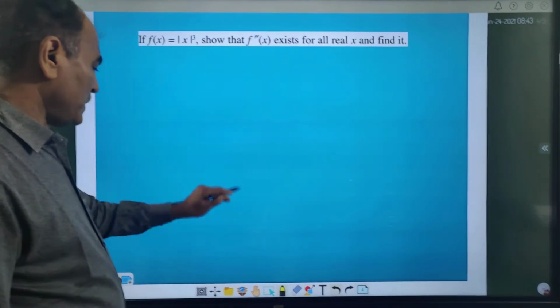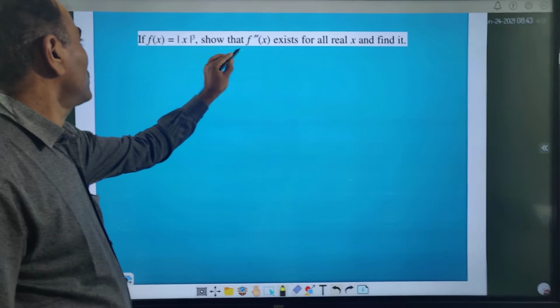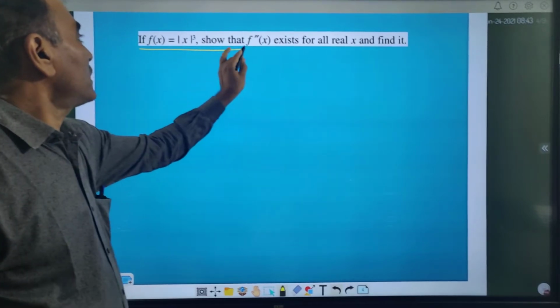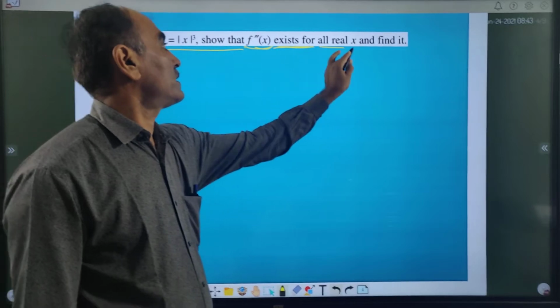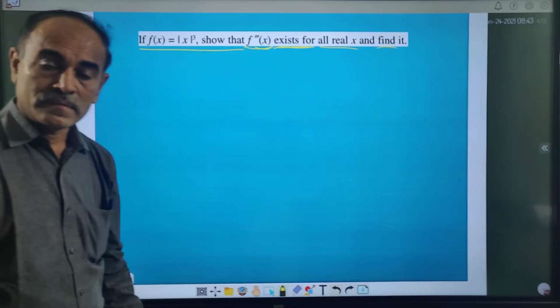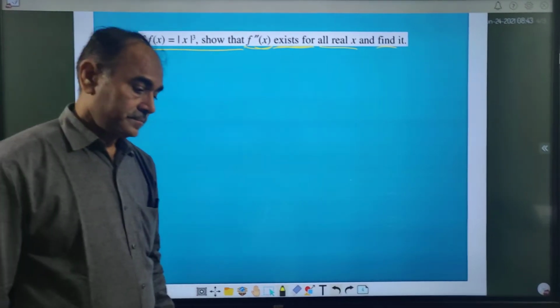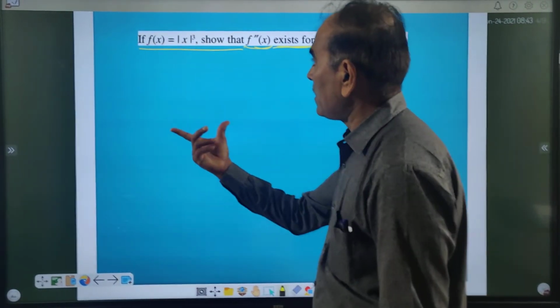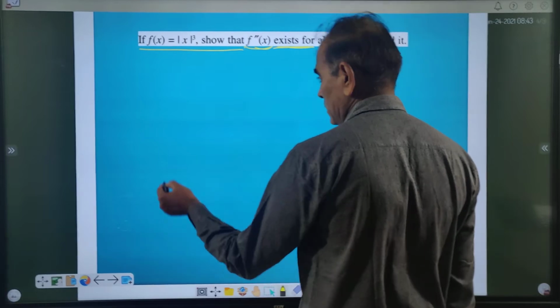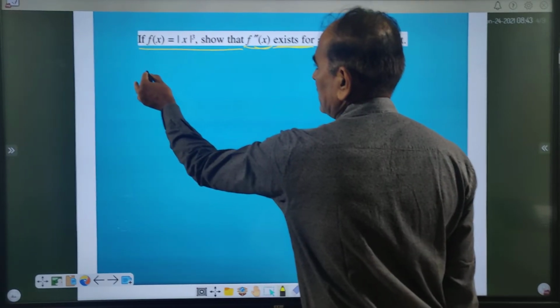If f of x is equal to mod x cube, so that f double dash exists for all real x. Clear? So, how to find that derivative? First of all, see here. Can I write?